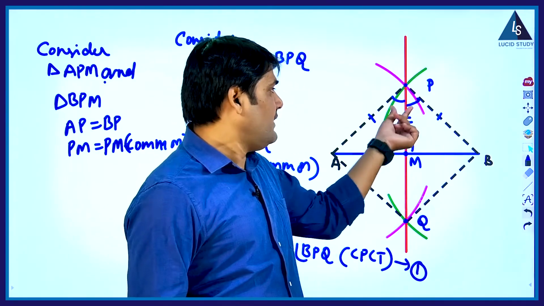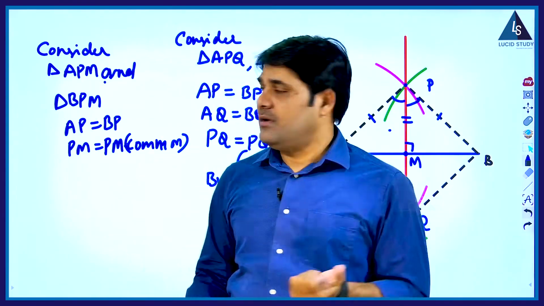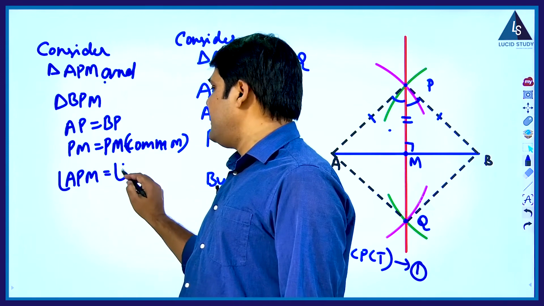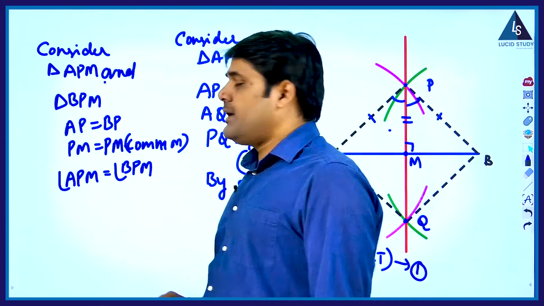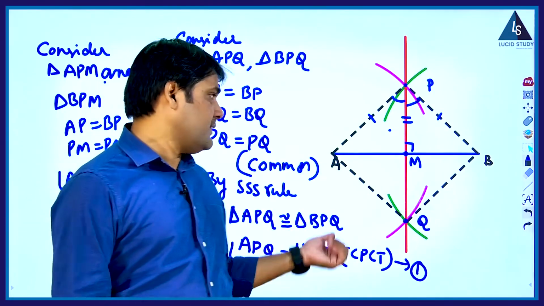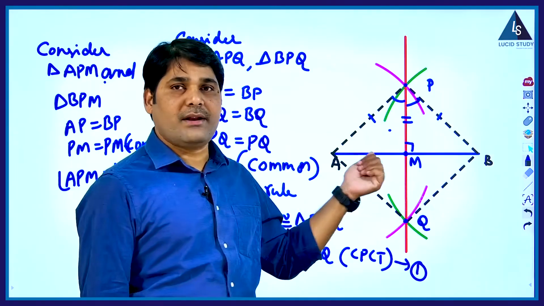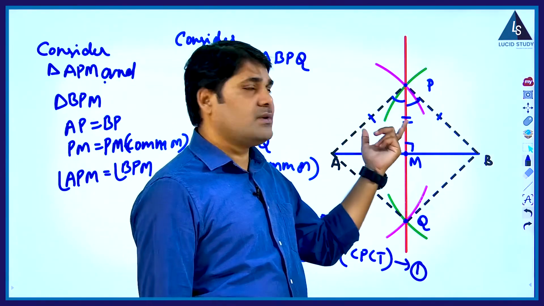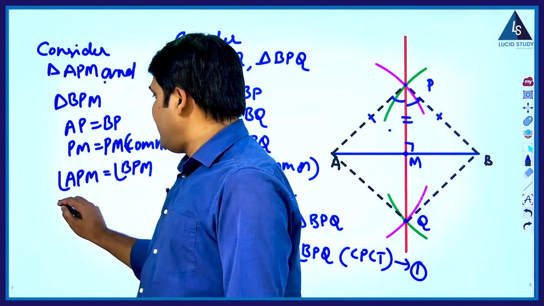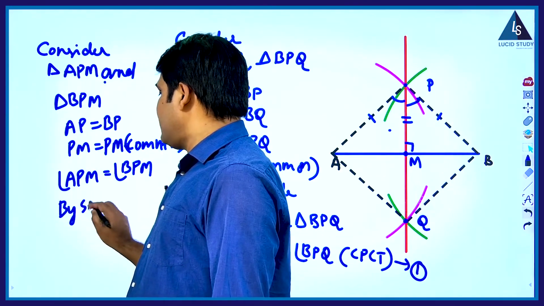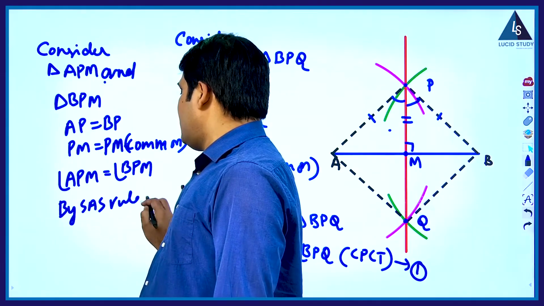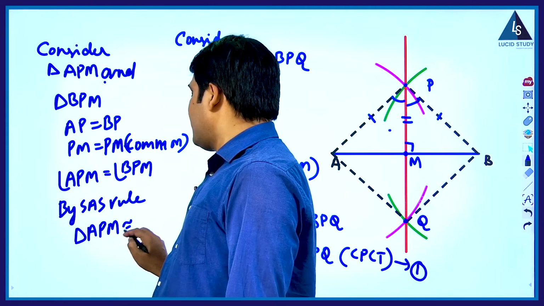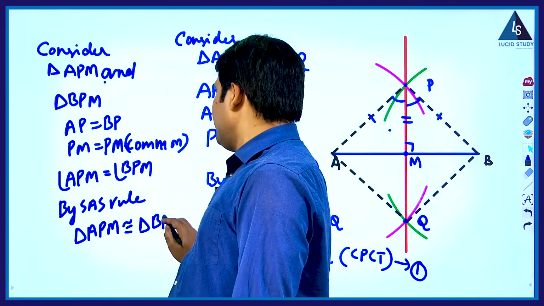Now see, these two angles are equal, we just proved. So angle APM is equal to angle BPM. That is what we have proved previously. APQ is nothing but APM only, right? So by SAS rule, these two triangles are congruent. Triangle APM is congruent to triangle BPM.